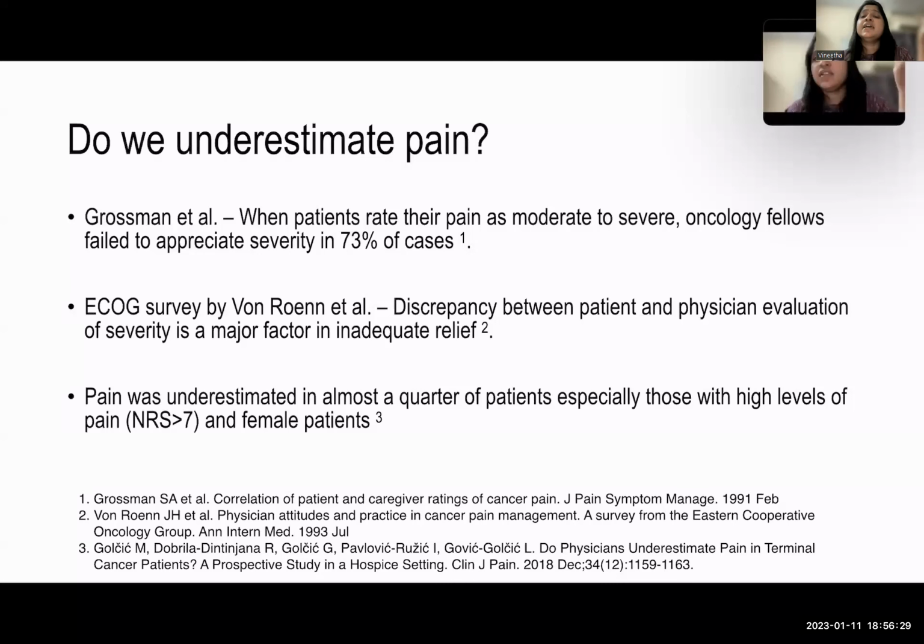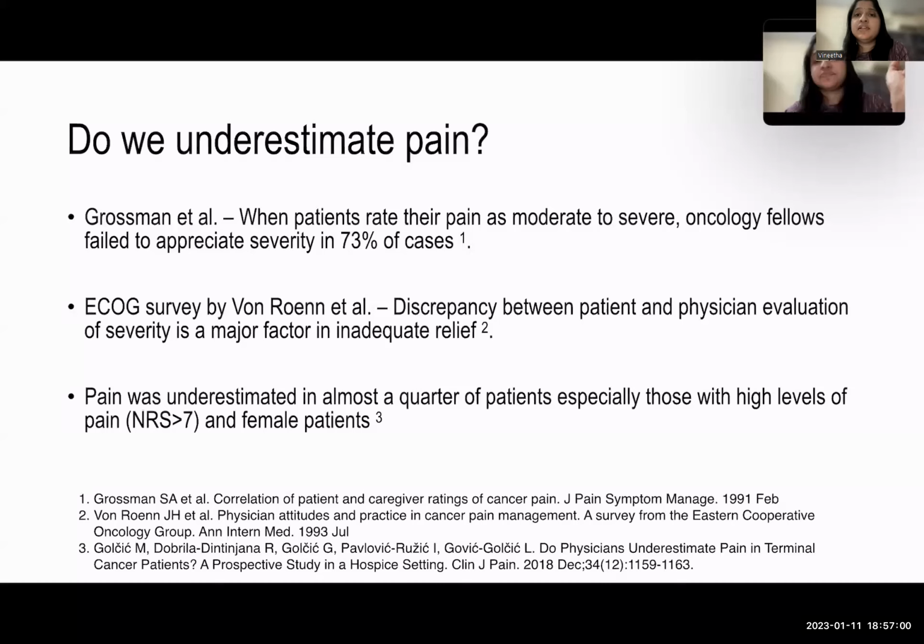Another study reported that the discrepancy between patient and physician evaluation of severity is a major barrier to providing adequate relief. And a third study, published in 2018, showed that in at least a quarter of patients, especially those with high levels of pain, more than 7/10, and female patients, the pain was underestimated and never appreciated at the correct severity.